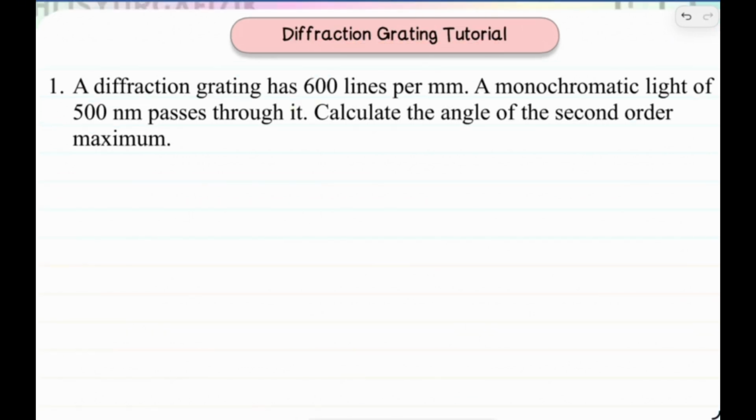Question number 1. A diffraction grating has 600 lines. So, this is our N per millimeter. Now, millimeter is L. A monochromatic light of lambda 500 nanometers passes through it. Calculate the angle of the second order maximum.